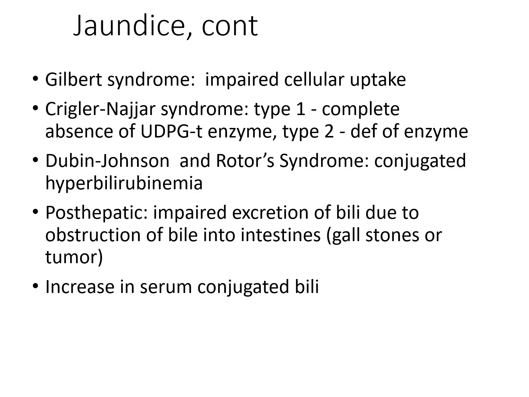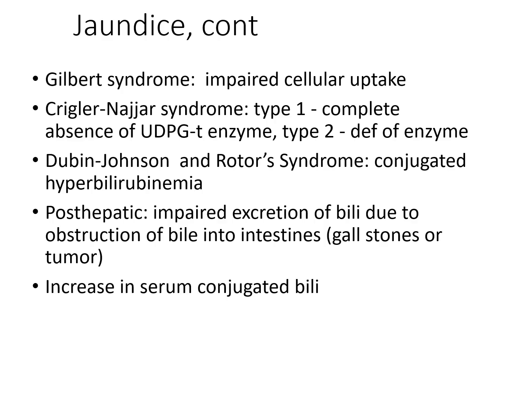And then we have Crigler-Najjar syndrome. Type 1 is a complete absence of the enzyme UDP glucuronyltransferase, leading to severe unconjugated hyperbilirubinemia. And type 2 is a partial deficiency of the UDPGT enzyme, causing a milder form.